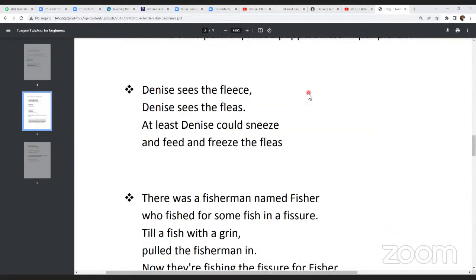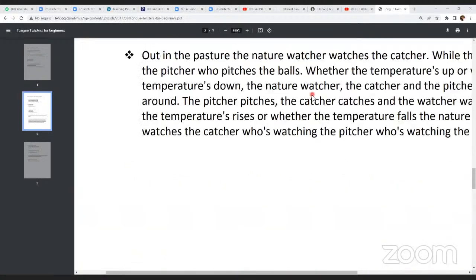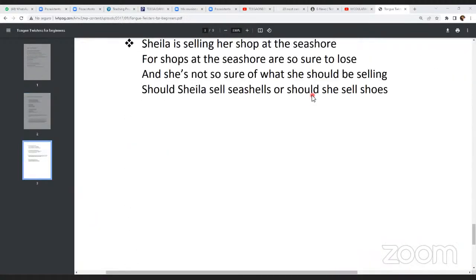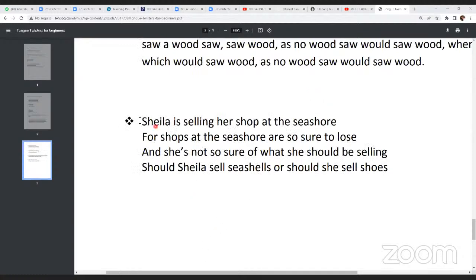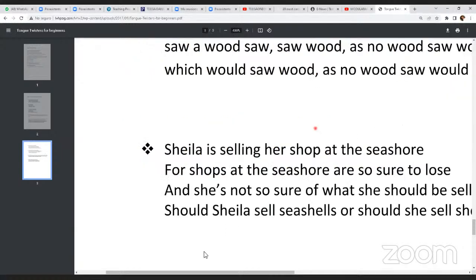So let's practice one more until your classmates join. All right, let's practice this one. Shayla is selling her shop at the seashore. Four shops at the seashore are so sure to lose, and she's not so sure of what she should be selling. Should Shayla sell seashells or should she sell shoes? All right, it was difficult for me though. So can you please practice?